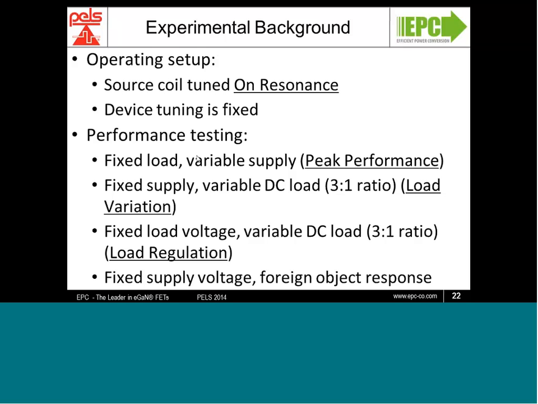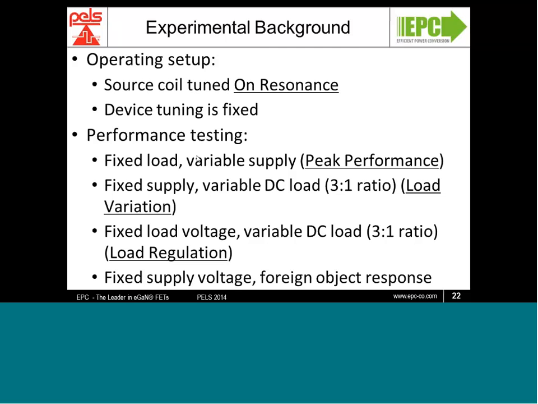And of course, lastly, the last test we will do is a fixed supply voltage, a fixed load condition, and we will then introduce foreign objects such as a solid aluminum plate and then determine the impact of that on the topology and the devices themselves.